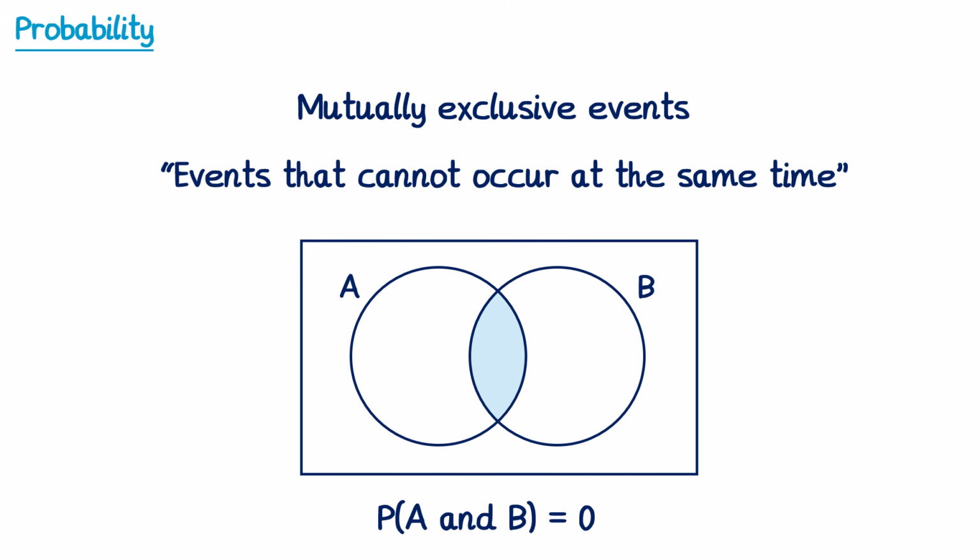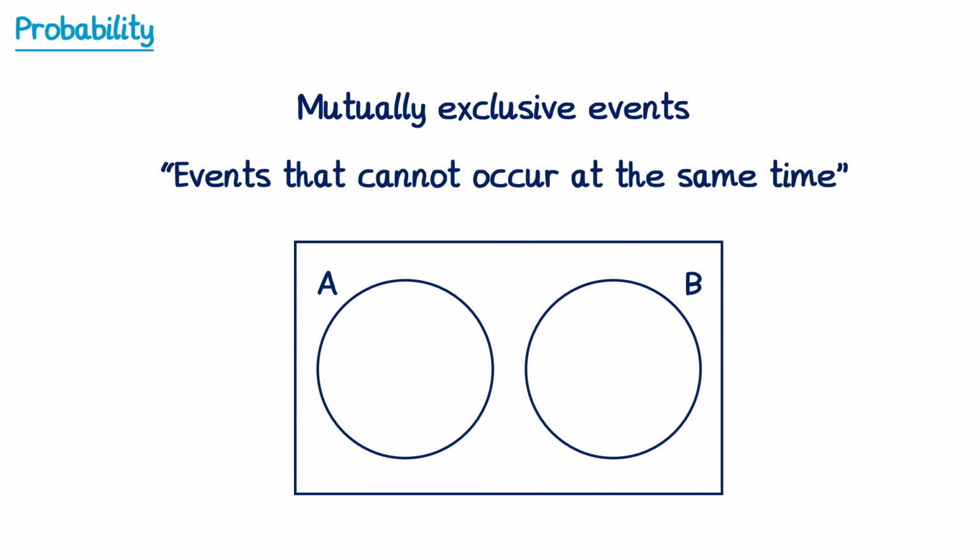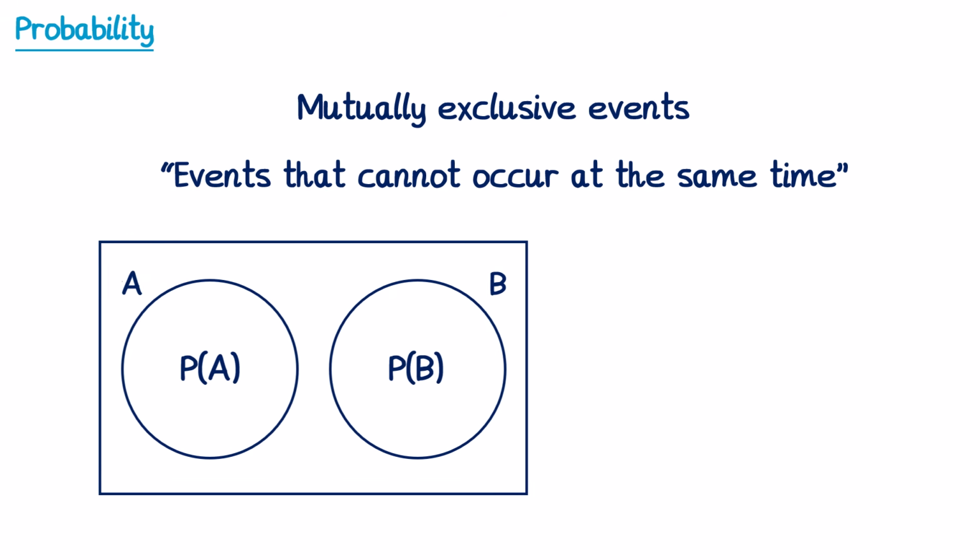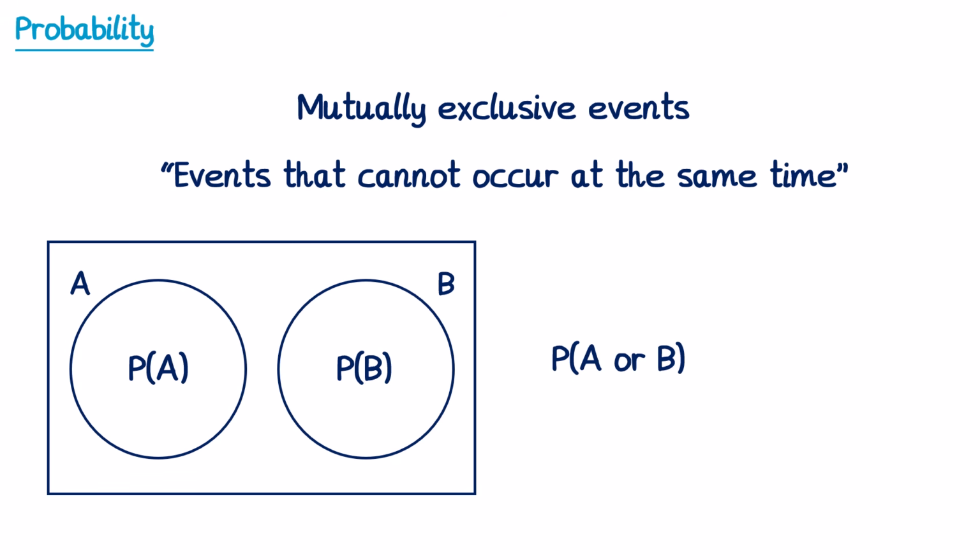If this is the case, then we can actually draw the Venn diagram slightly differently by removing the overlap from the circles altogether. So the left circle is now just the probability of A, and the right circle is the probability of B. A consequence of this is that if you're working out the union, or the probability of A or B, you can just add together the probability of A and the probability of B.